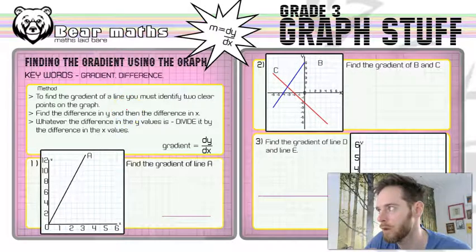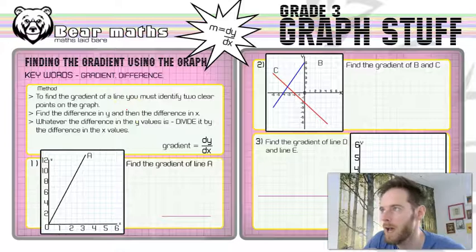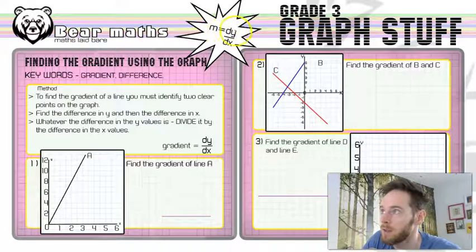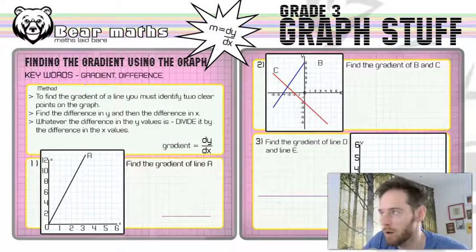This video is on finding the gradient using the graph. And what I've got in this little star here is m equals dy over dx. The m stands for gradient, and dy stands for difference in y, and dx stands for difference in x. Okay, and this line here means divide. I'll explain it a little bit further in the video and videos thereafter.